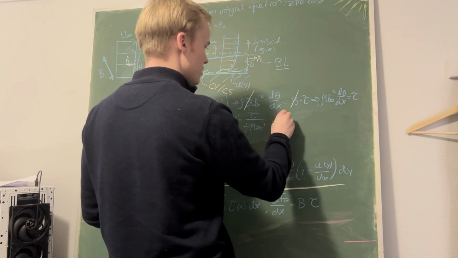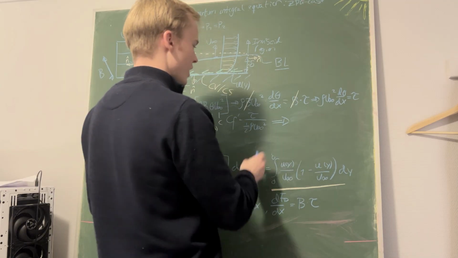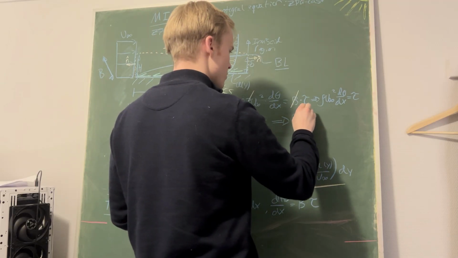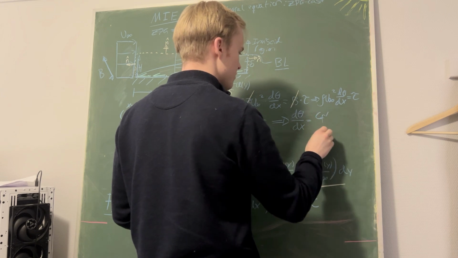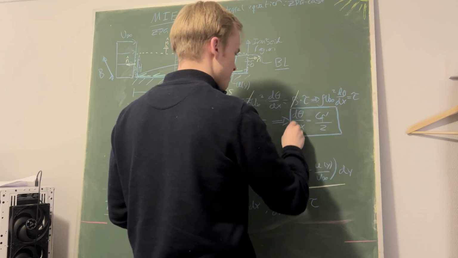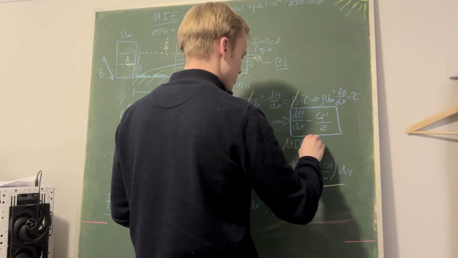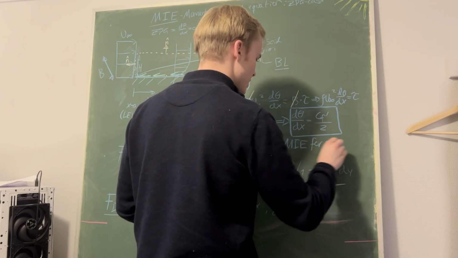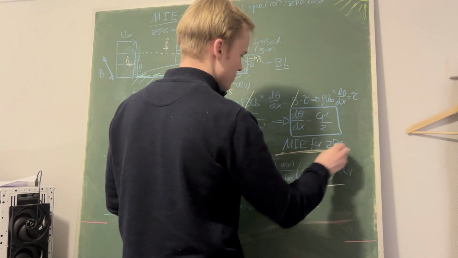What this all gives us, if we substitute tau into here, and we have these two terms already here, is that d theta/dx is equal to CF, our local skin friction, over 2. And that is our momentum integral equation for a zero pressure gradient.